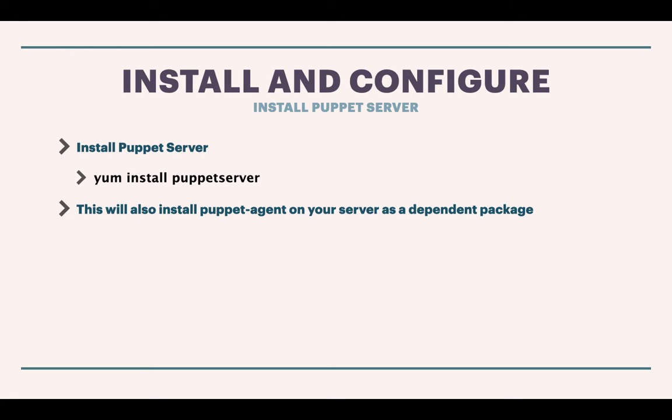Once your time server is set up, it's finally time to install Puppet server. So on your server machine, you want to do the command yum install puppetserver. Now, whenever you install a Puppet server, that will also install a Puppet agent as a dependent package.